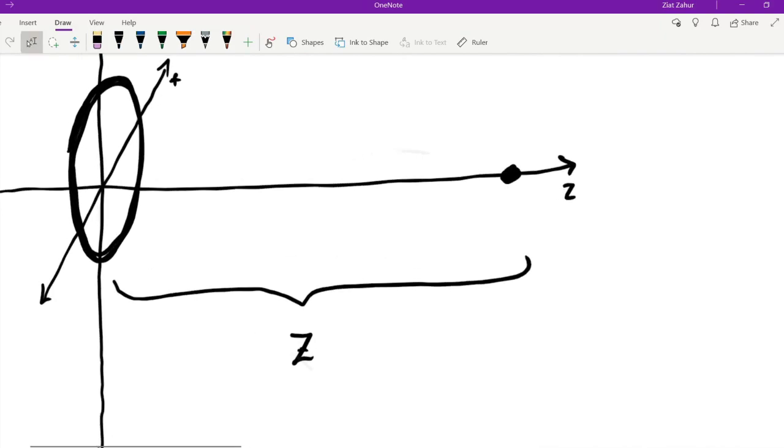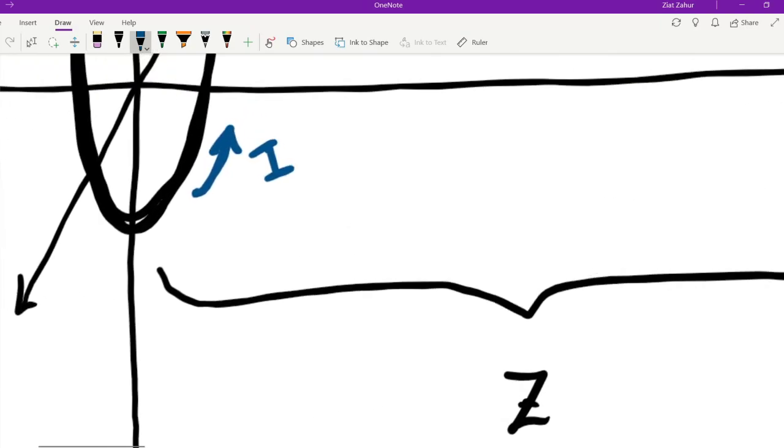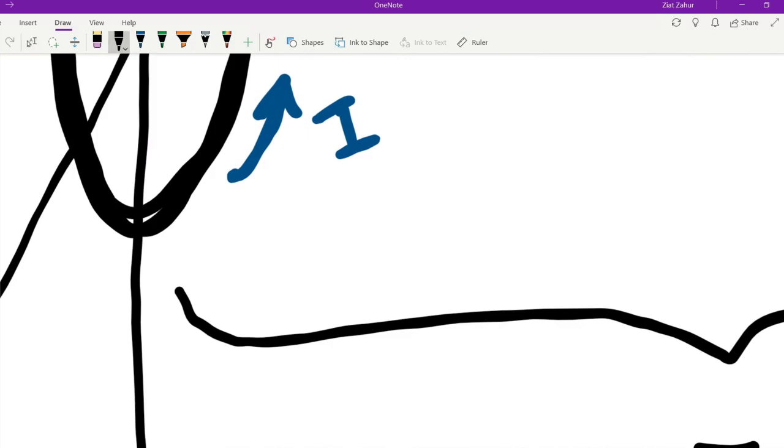Okay. First, we need to establish the direction of current. So let's say current is looping around this way. Okay. So without this current, we wouldn't have a magnetic field. Now, how is it getting current if it's not connected to a battery or something? But you gotta use some artistic licensing, some creativity.